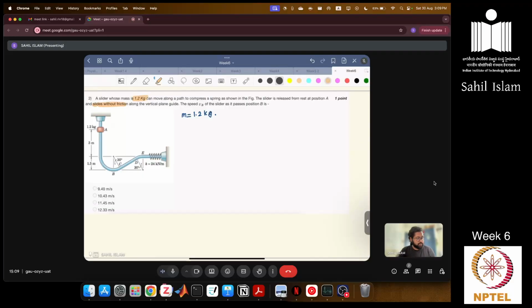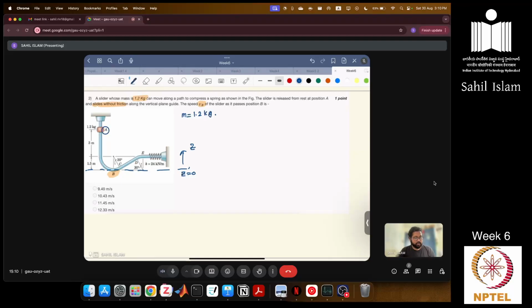You have to find the speed Vb of the slider as it passes position B. So let's take this as the base, z equals 0. So this is the base, so there is zero potential energy. Now the higher you go in the positive z direction, you gain gravitational potential energy.